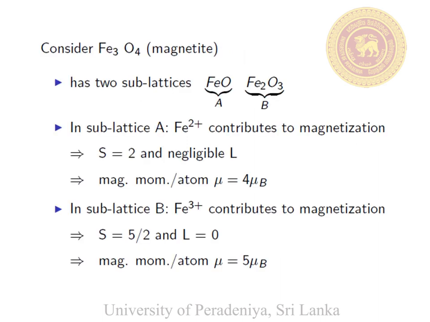Now consider magnetite. For iron 2 plus, S is equal to 2 and the magnetic moment is equal to 4 mu b. For iron 3 plus, S is equal to 5 over 2 and magnetic moment is equal to 5 mu b. So here we don't consider the orbital magnetic moment. So L is equal to 0. We will prove both these equations in the next slide.